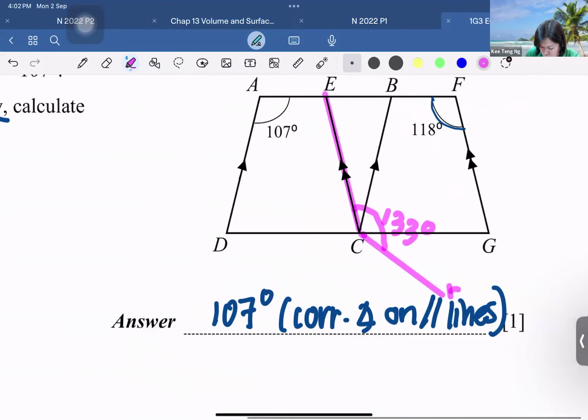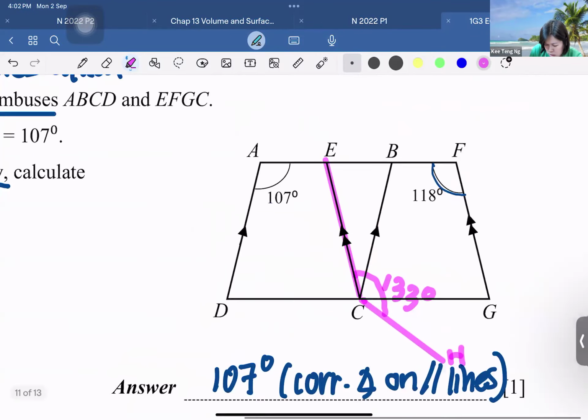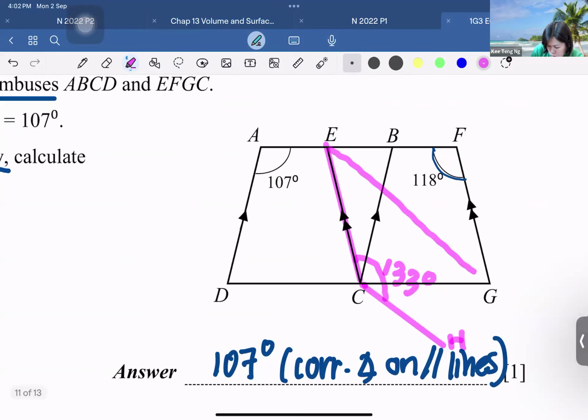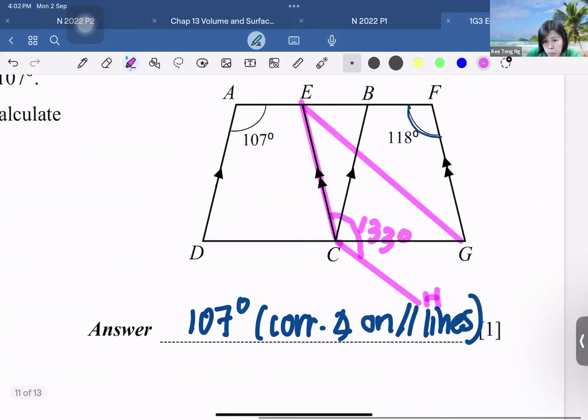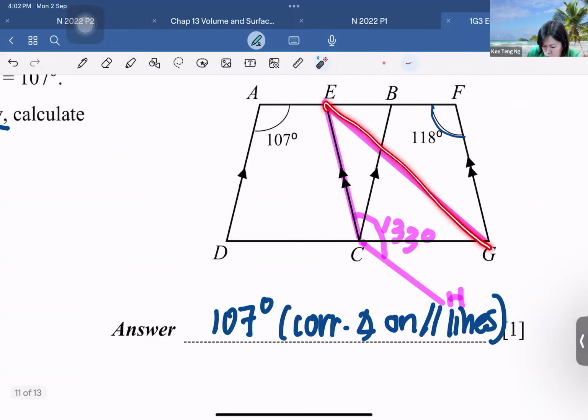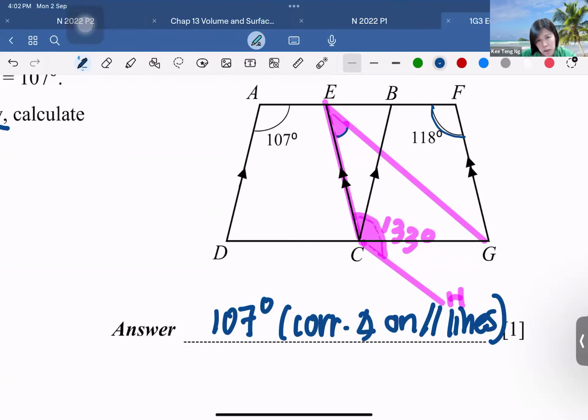So there's a point H, right? EG, where's EG? If EG is going to be parallel to CH, that means this angle over here and this angle over here must add up to 180 degrees because of interior angles on parallel lines. So the question now is I'm going to find this angle A.